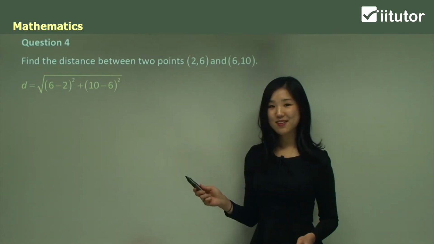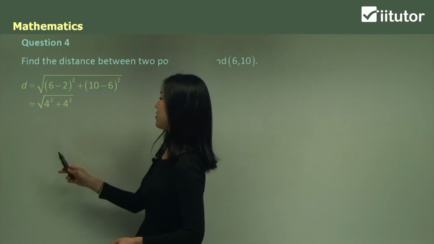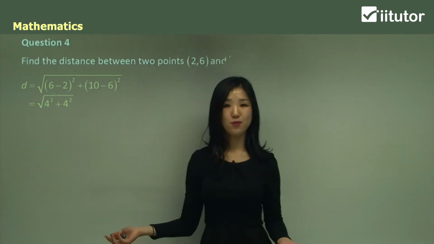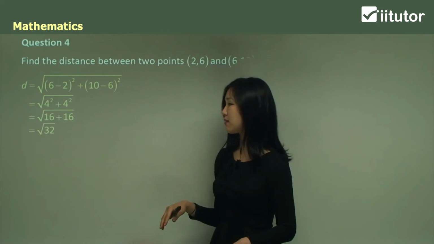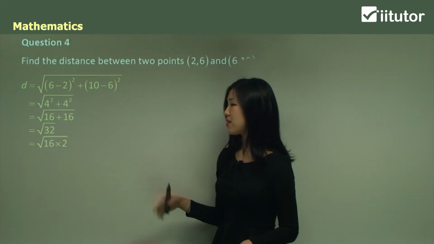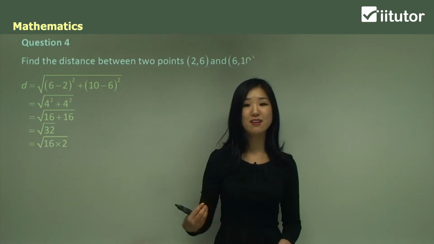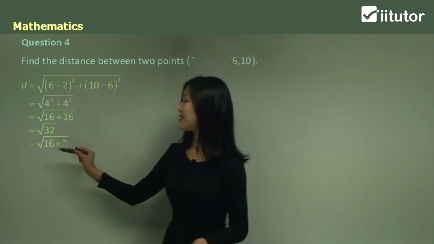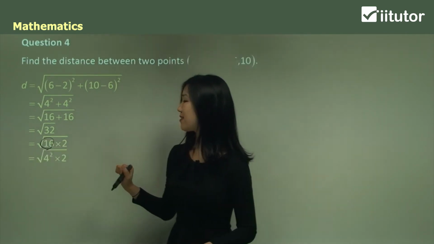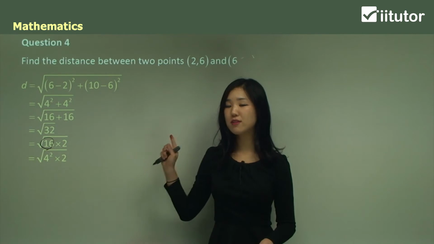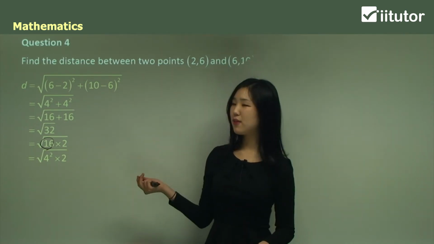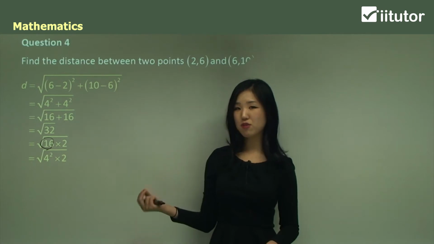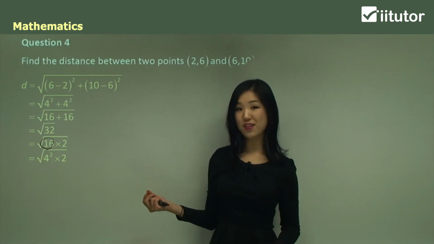And then 6 minus 2 is 4, and 10 minus 6 is 4. So we have 4 squared plus 4 squared, which is 16 plus 16. 16 plus 16 is 32. And then 32 we can simplify it, because 16 times 2 is 32. 16 is a square number. 16 is 4 squared. Remember, we did so much of these in surds, in our topic of surds. So if you're not really familiar with this, I really recommend you to watch some surd videos as well, okay?